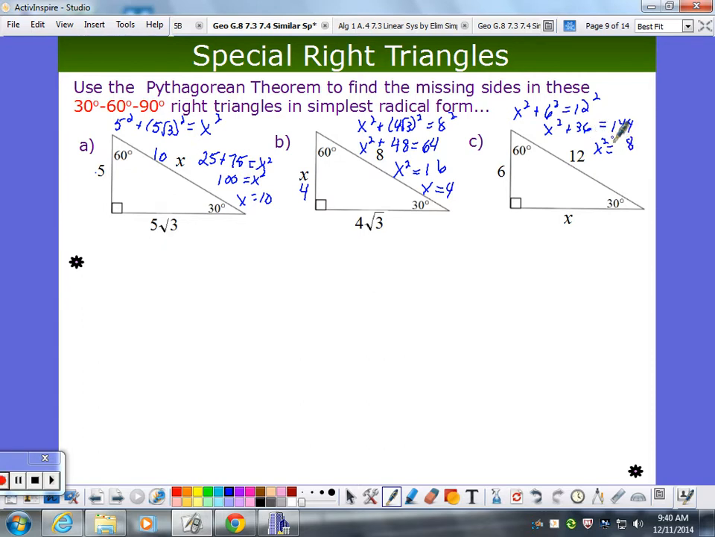Yeah. I'm doing it wrong. 144 minus 36. Where's that calculator? Just do it. 144 minus 36. That's 144 minus 36, that's 108, right? Okay, so x is the square root of 108.